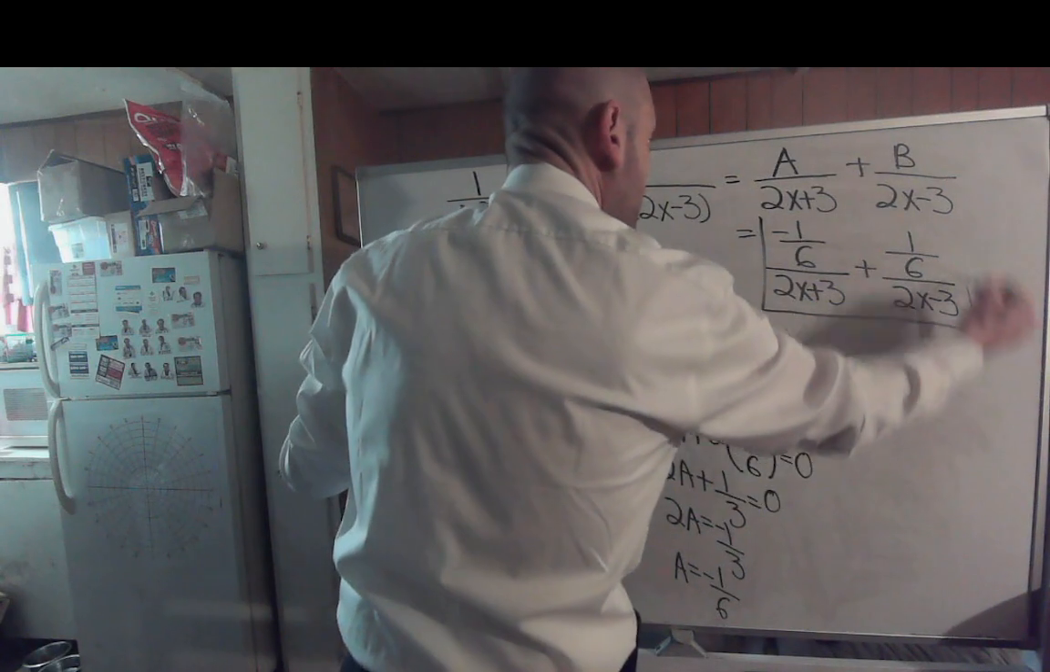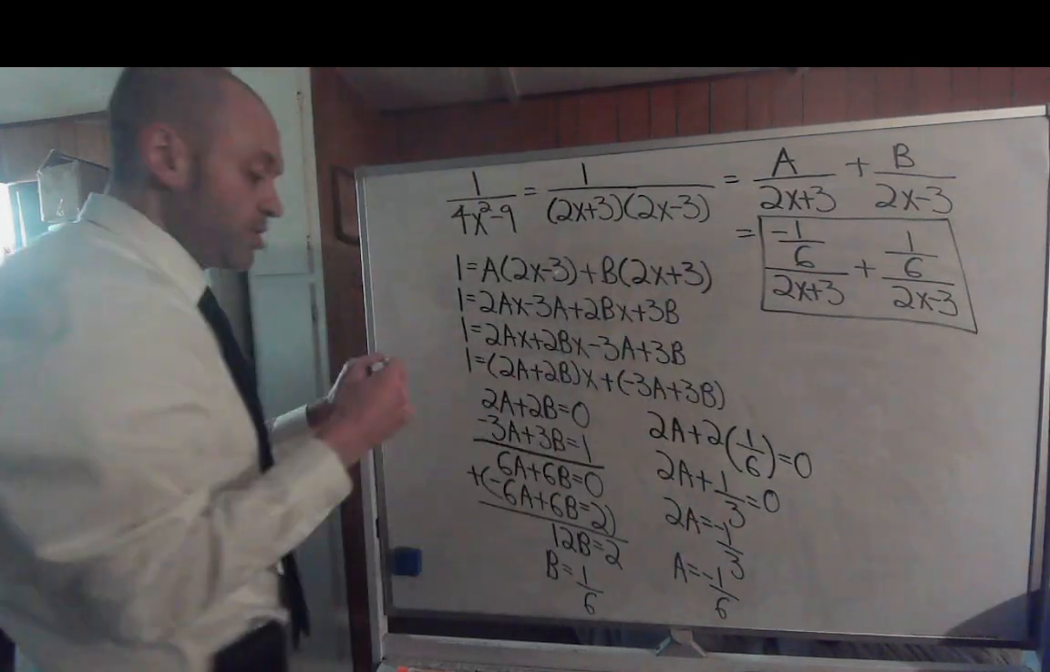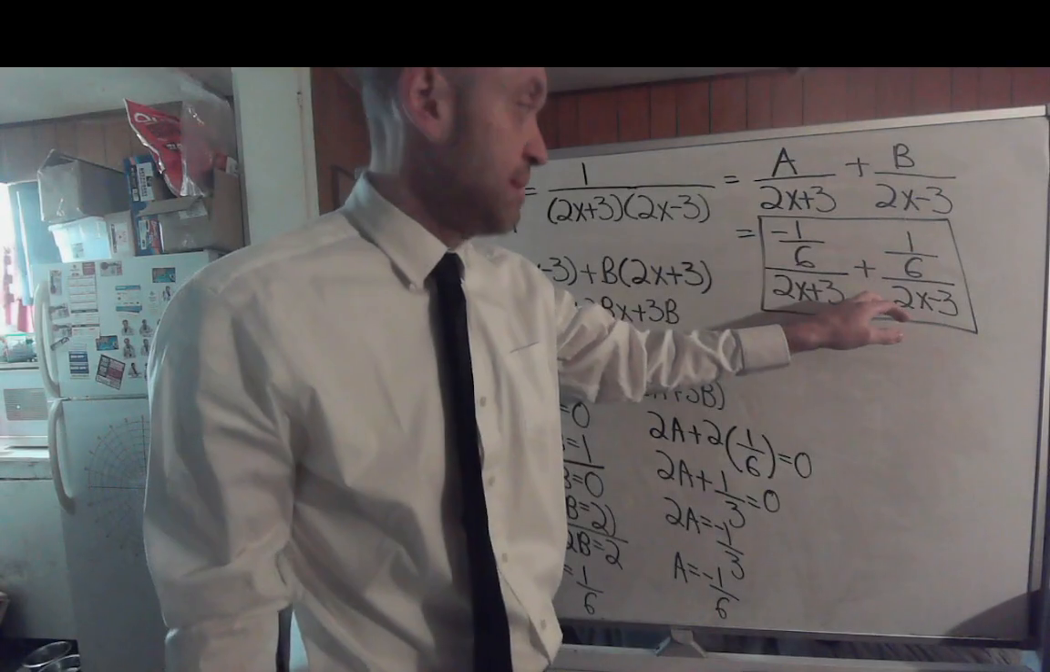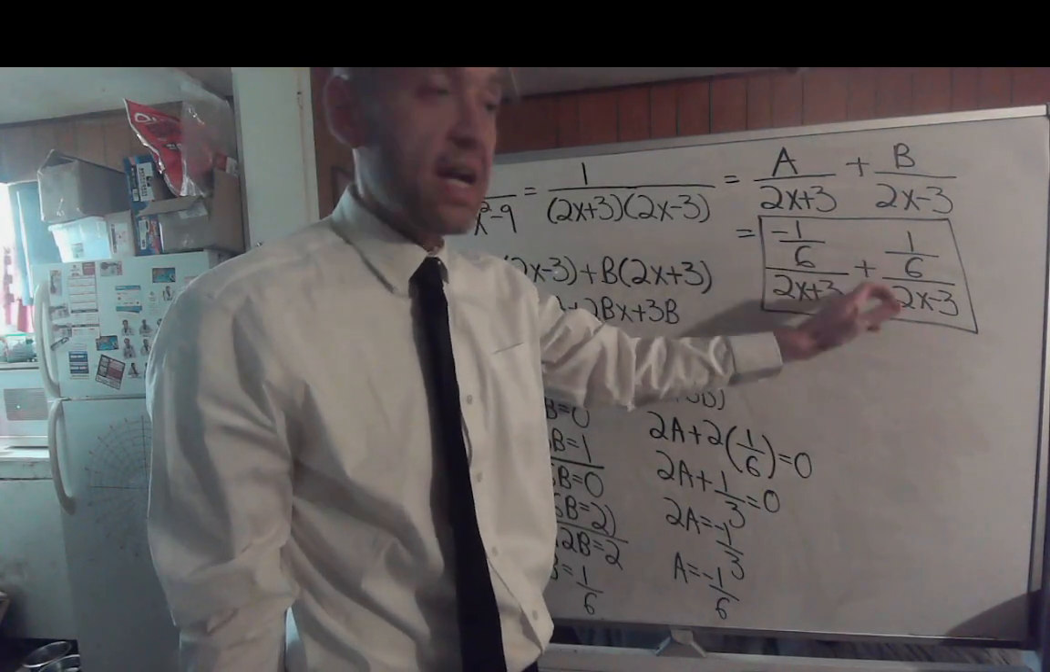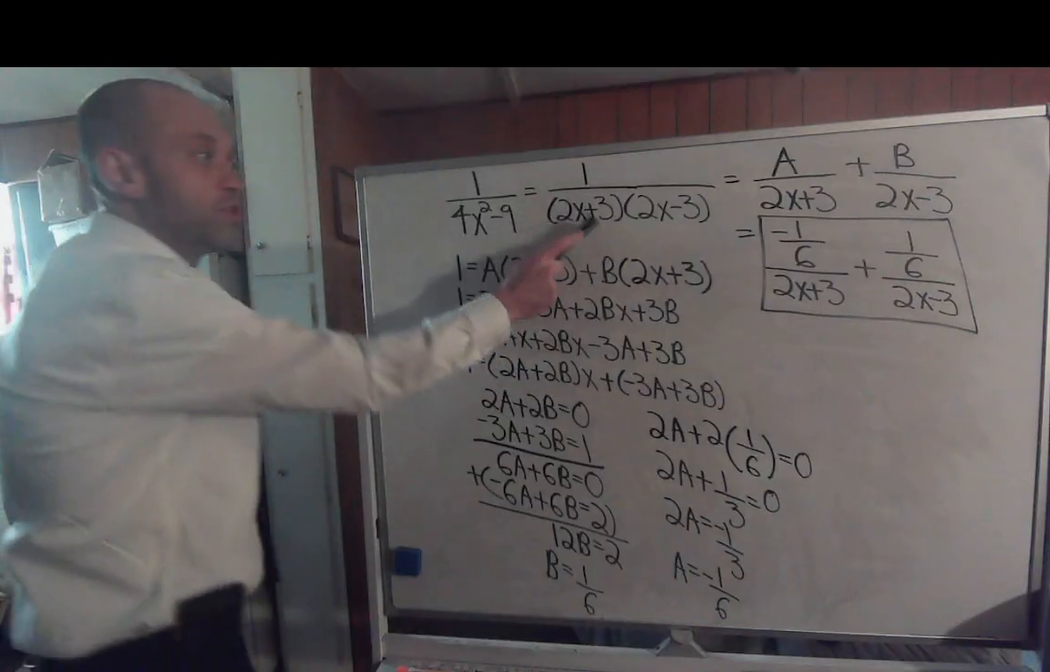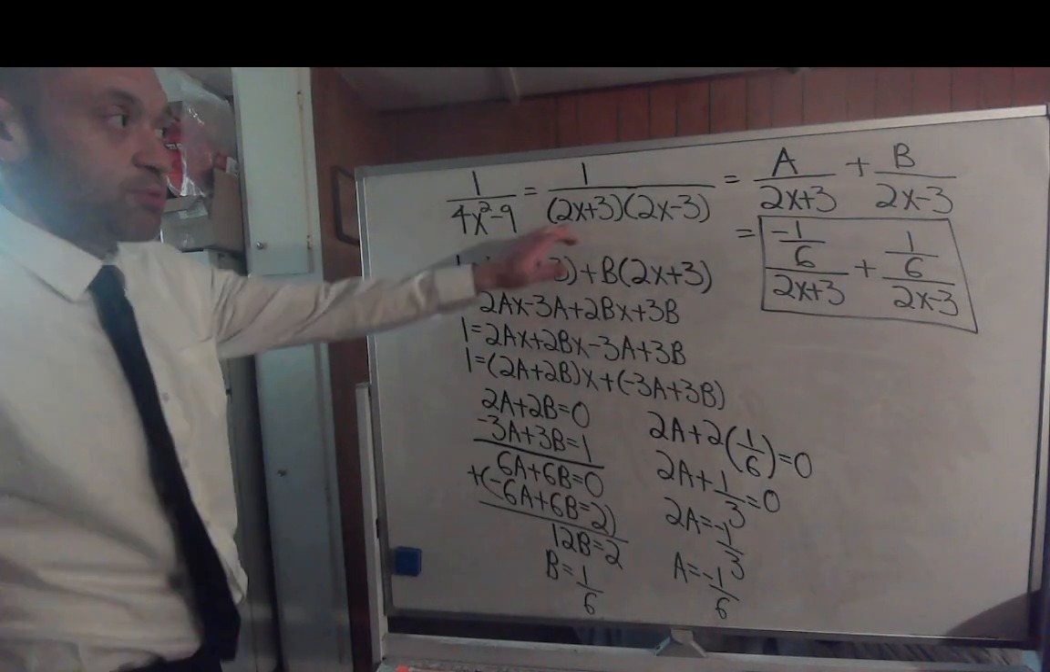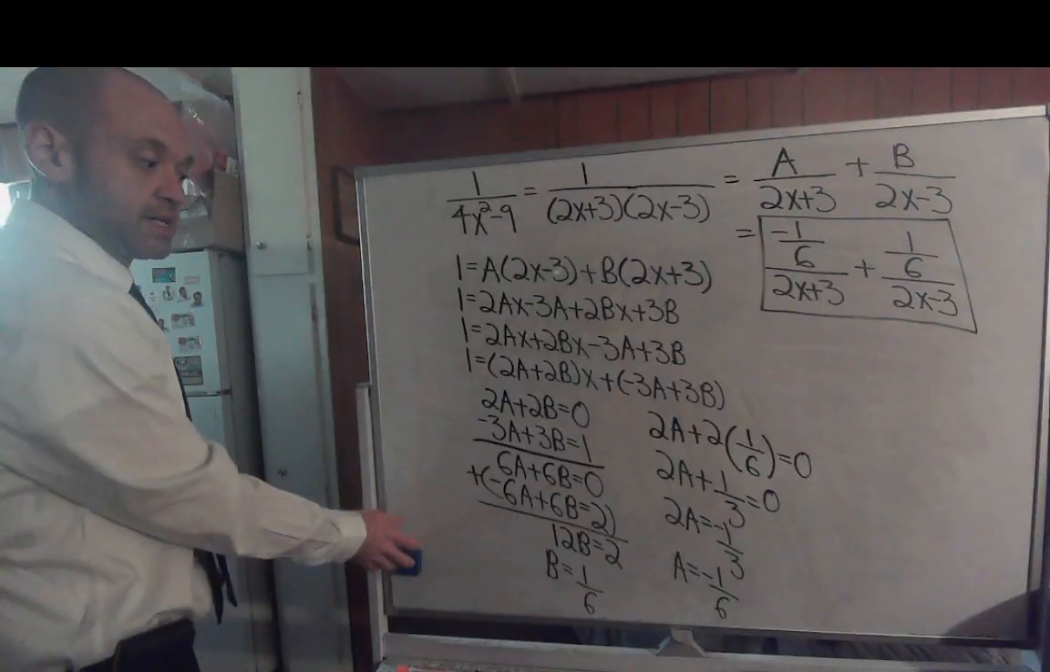And again, if you're unsure if you got the right answer, all you have to do is get your common denominator, do the multiplication, and add the fractions, and you should end up with your original expression. That's how you would check it.